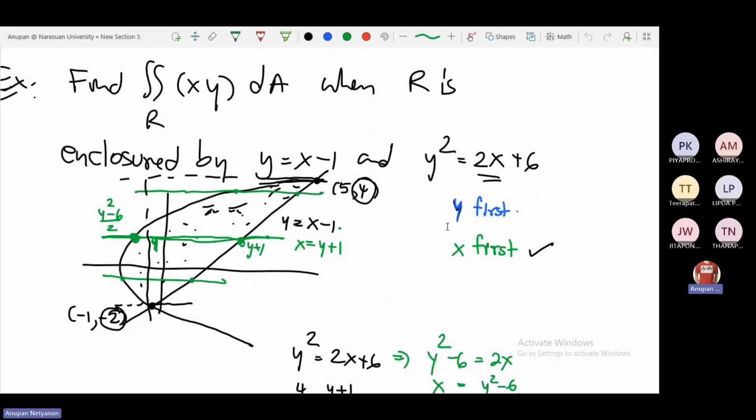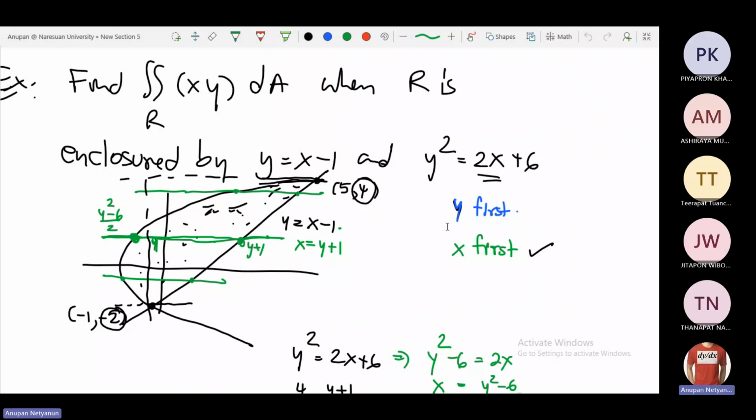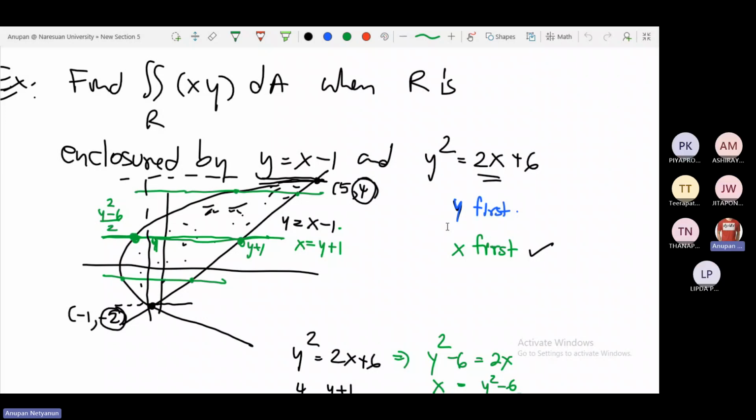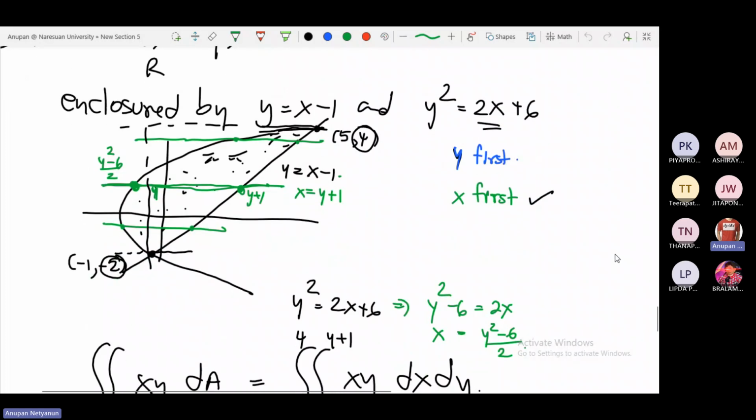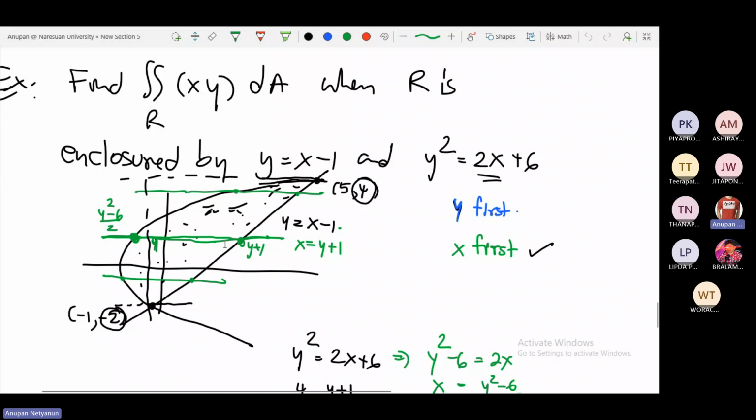Last time we talked about double integrals, right? When your region is not a rectangle, you have to decide which variable you are going to integrate with respect to first. The two examples that I gave you last time show that you decide by looking at the region R.